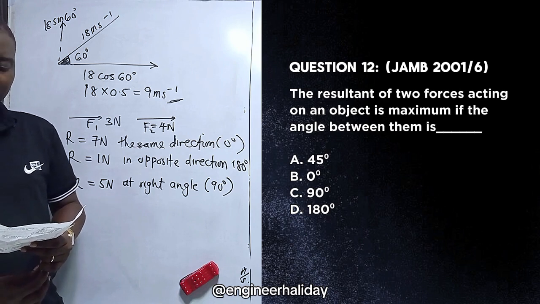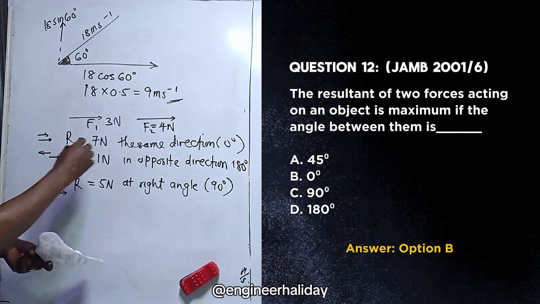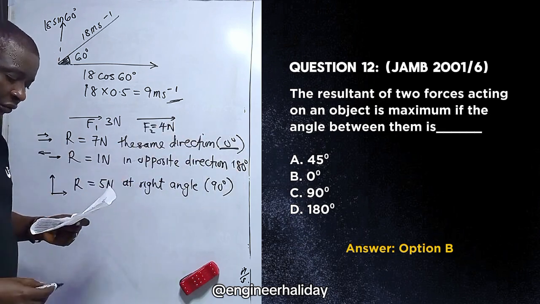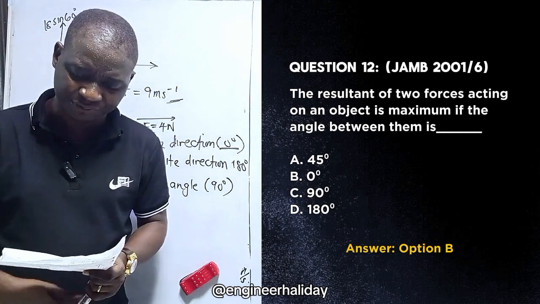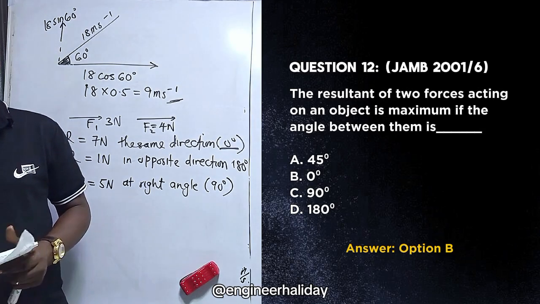So in this case, the maximum resultant force that can be formed for two forces acting on an object, for the resultant to be maximum, the angle between them must be equal to 0 degree. So the answer to that question: option A says 45, B says 0, C says 90, and D says 180. So the answer is B.